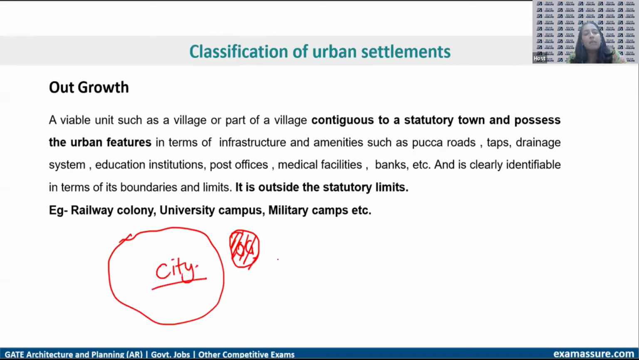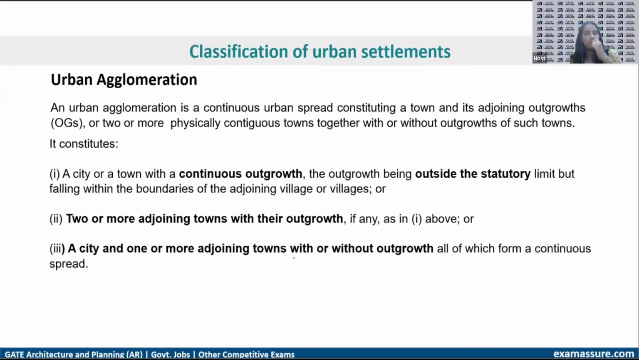Okay, so for example, where you have railway colonies on the outskirt of a city or large university campuses, right? Where they are outside the jurisdiction of that particular city, but have all urban features, all infrastructure and amenities, is an outgrowth. Coming to the next one, that is urban agglomeration. Now, what do we understand by agglomeration?